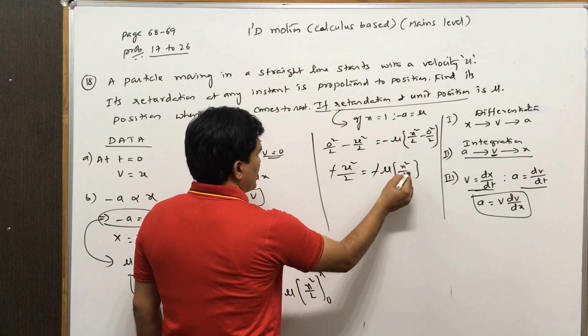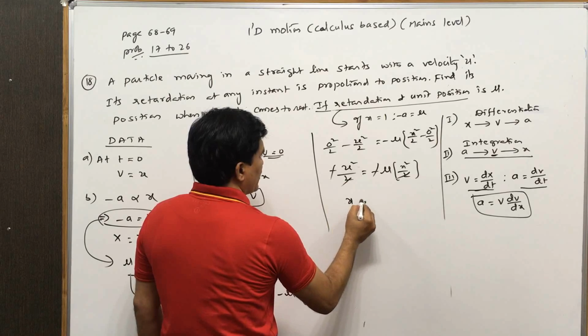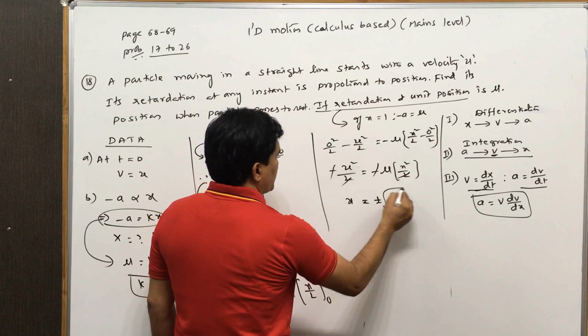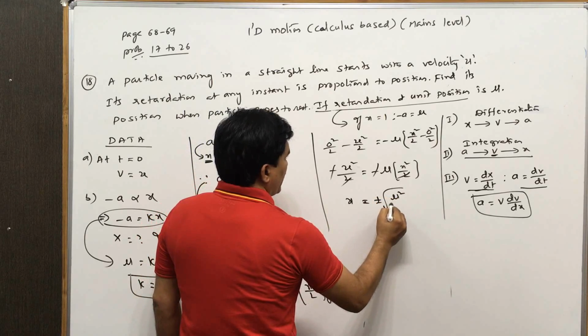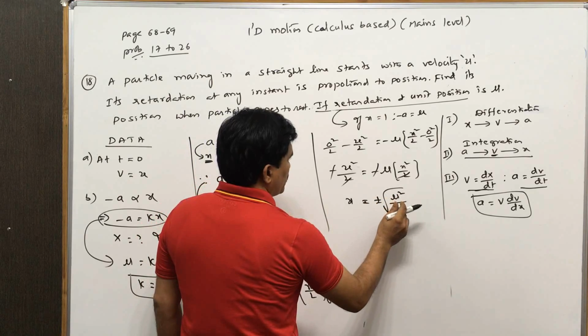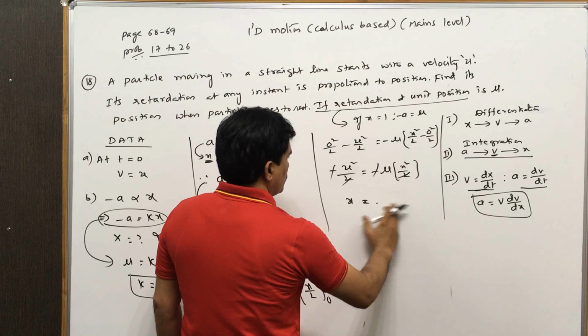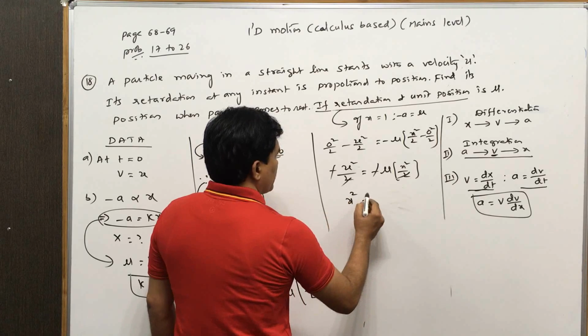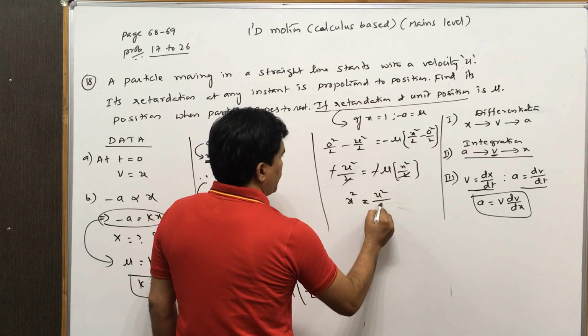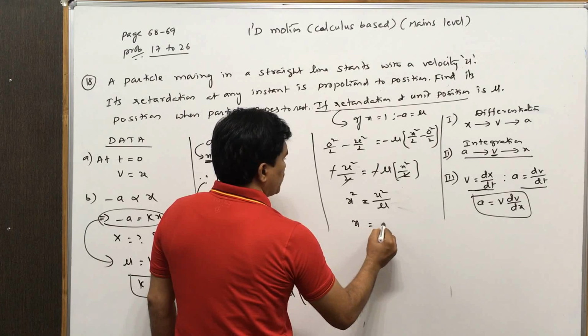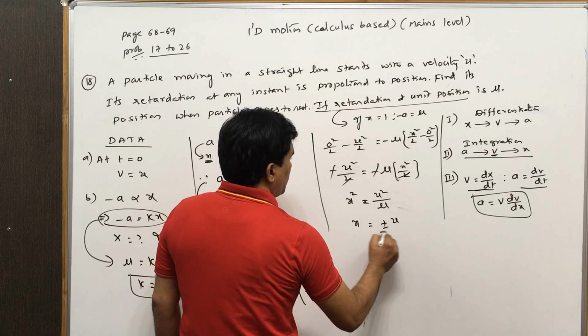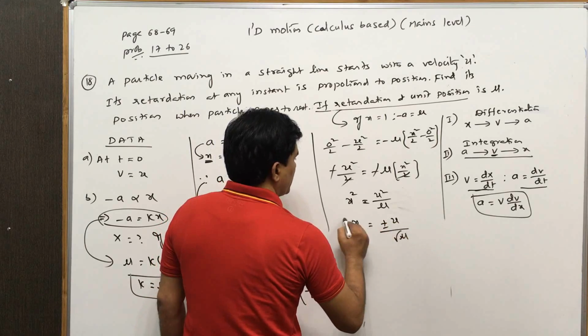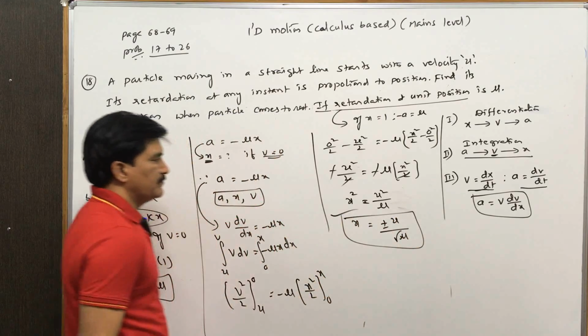So minus minus gets cancelled, 2 gets cancelled, x square is u square by mu. So x is equal to plus or minus u by root mu, you can write. This is the required one. Okay.